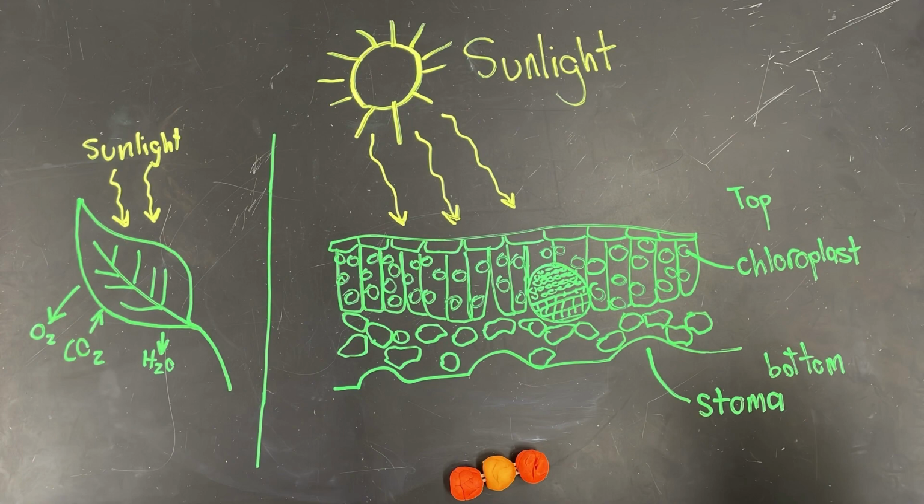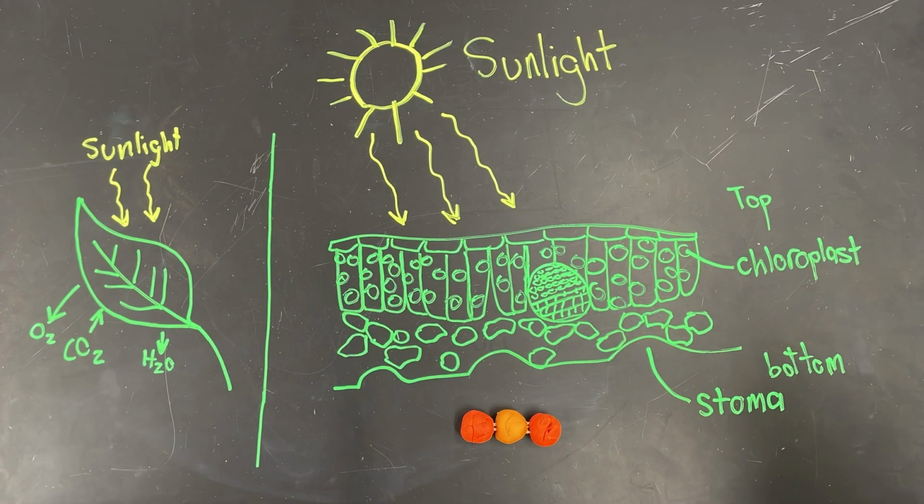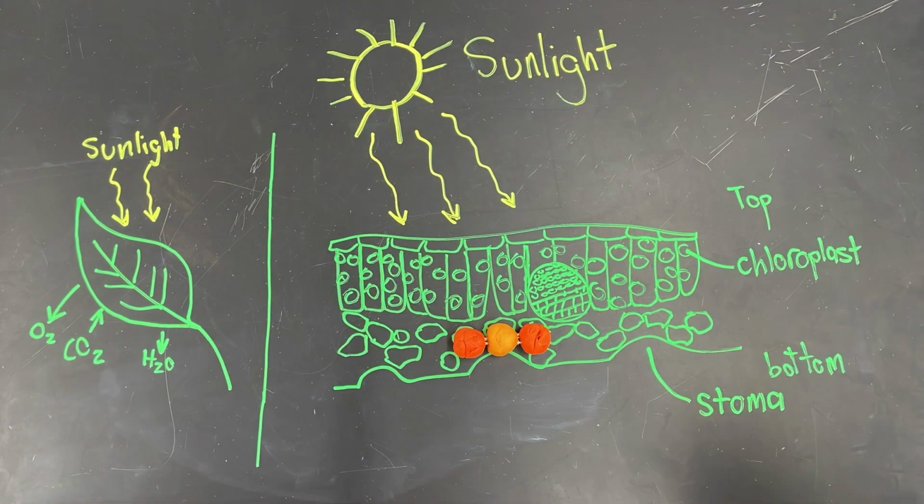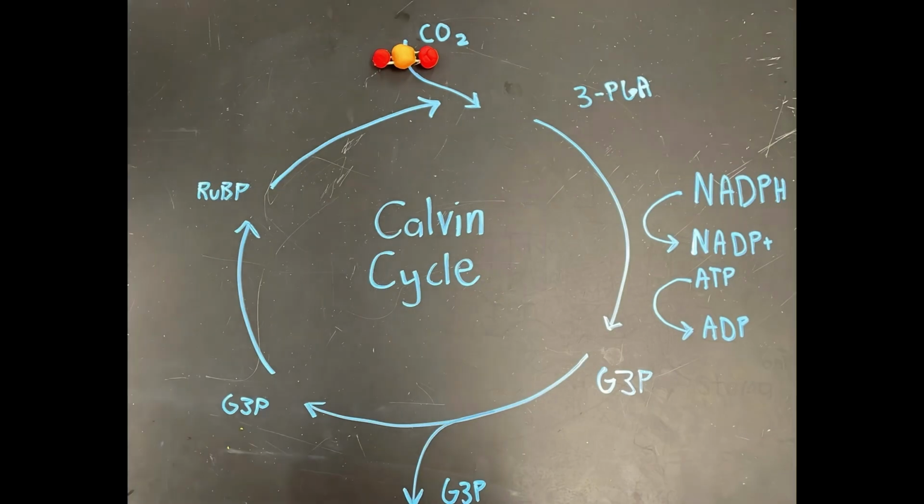Carbon in the form of CO2 enters the plant through the stoma, located on the underside of the leaf. From there, CO2 is brought to the chloroplast of the cell, which are now able to produce sugars. The Calvin cycle occurs in the thylakoids of the chloroplast.